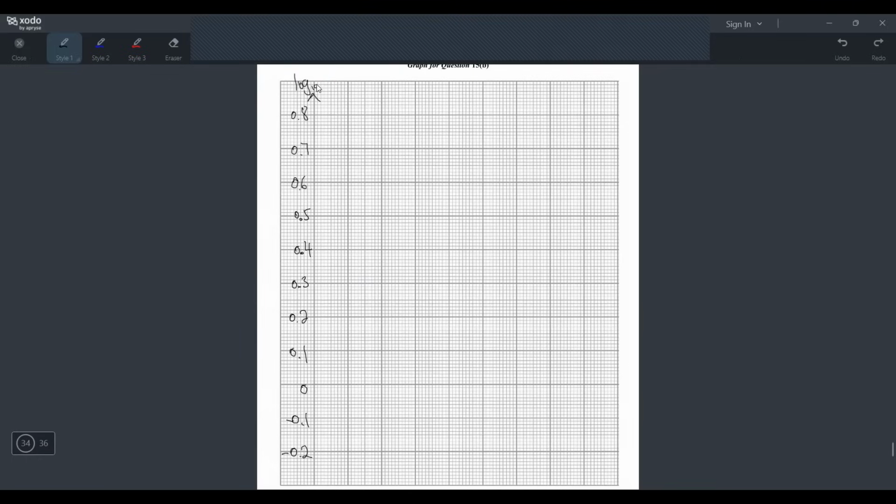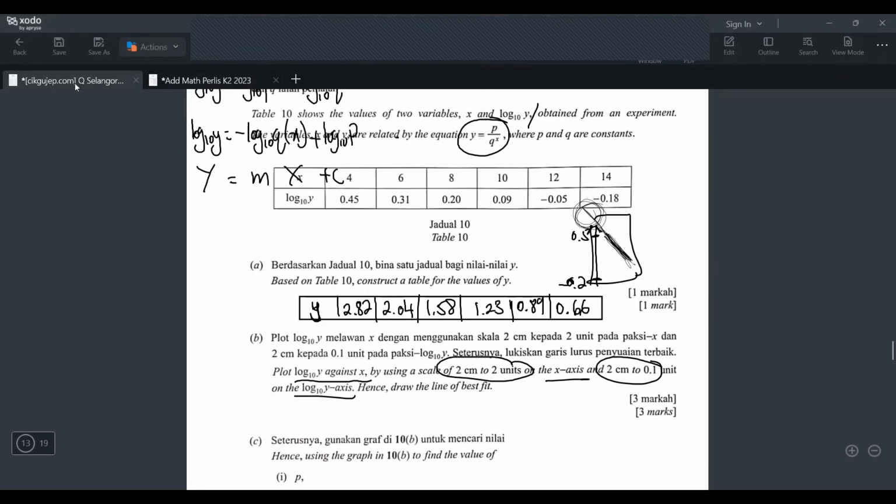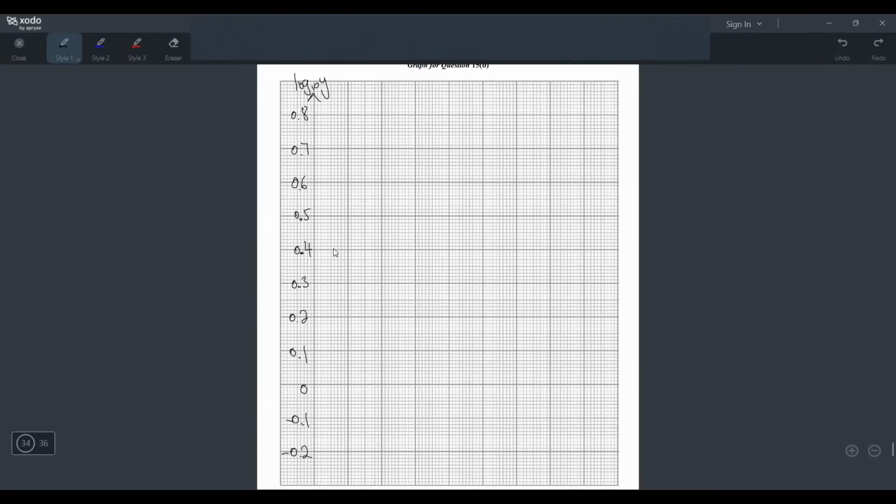This will be the log y, right? And then this will be my x-axis, but I forgot the scale they want. Okay, what is the scale they want for x-axis? 2 cm to 2, but the highest value is 14. So you just go 2, 4, 6 like that until 14. So this is 0, 2, 4, 6, 8, 10, 12, 14. And of course, this is x, right?